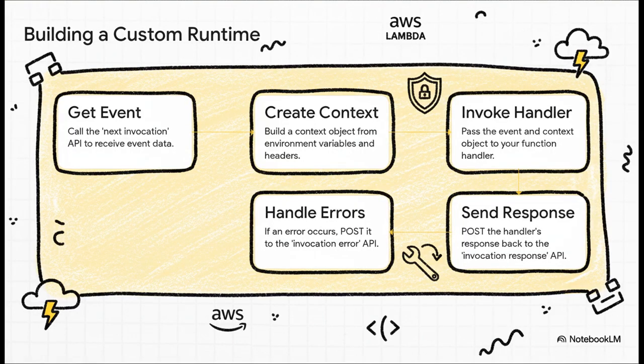So when you build your own runtime, you're creating a small program, usually called a bootstrap file, that talks directly to the Lambda service APIs. It just sits in a loop, constantly asking the API, hey, got a new event for me? It passes that event to your function, and then it sends the result, or any errors, right back to the API. It is the absolute peak of flexibility and control.